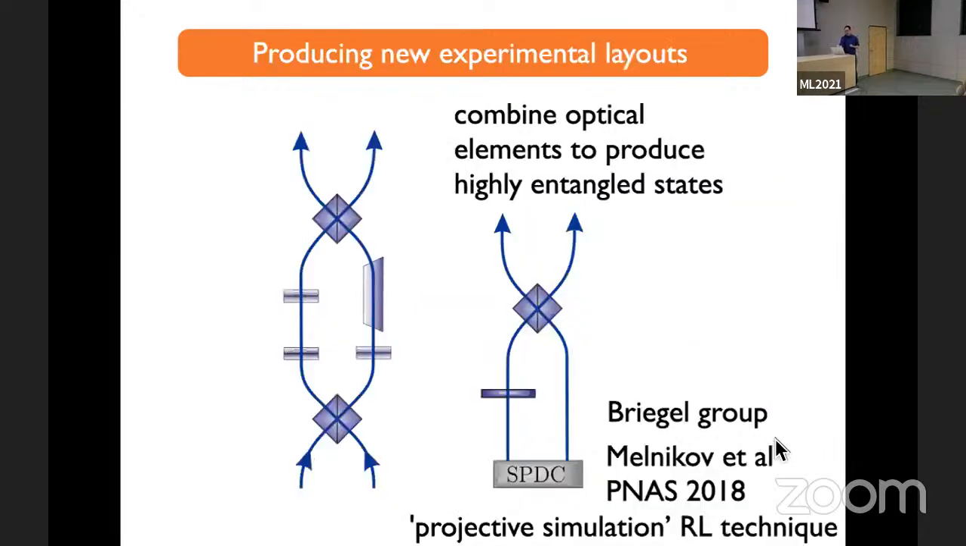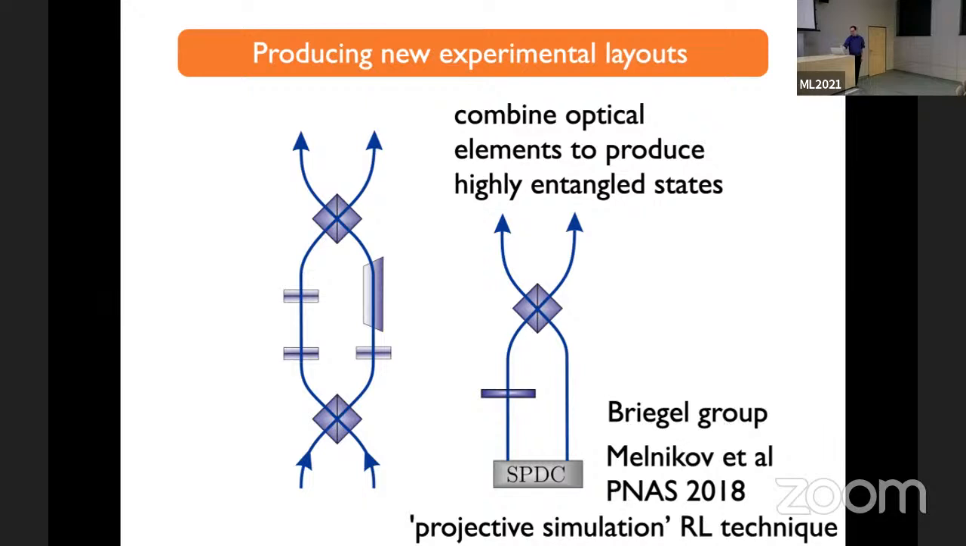Here's another very nice example, also from 2018, that deals with producing quantum optical setups, say combinations of beam splitters and mirrors and maybe nonlinear devices, in order to produce, in this case, highly entangled states. The whole concept is originally from Mario Krenn and Anton Zeilinger, and this particular reinforcement learning application to that setting was from the group of Hans Briegel in Innsbruck.